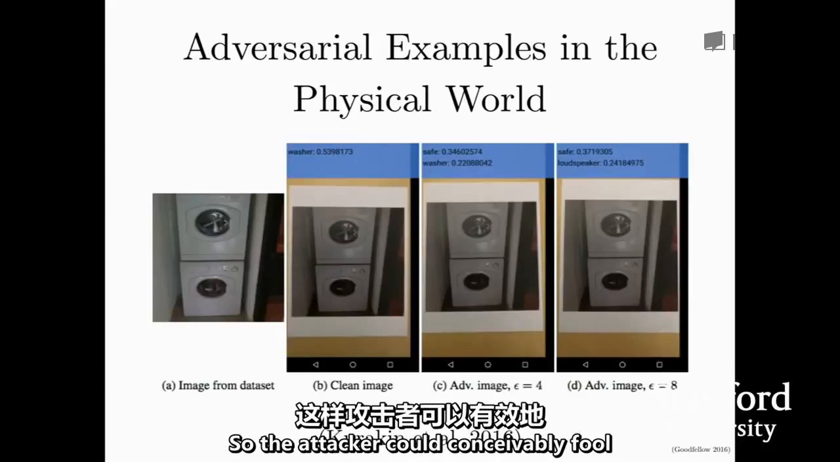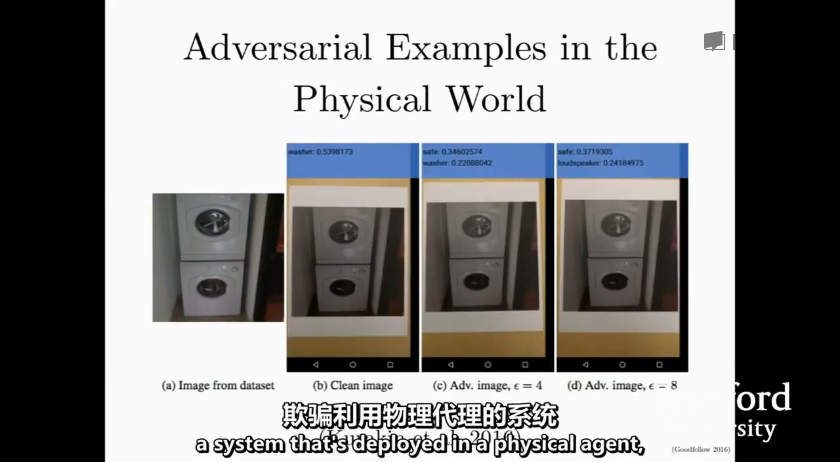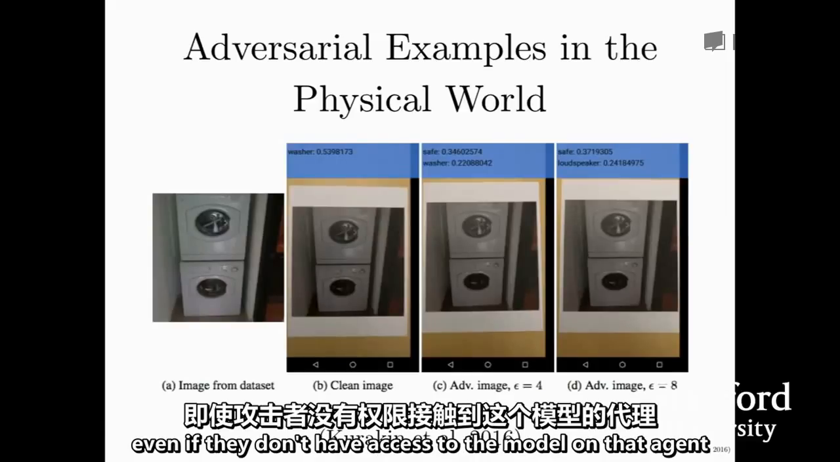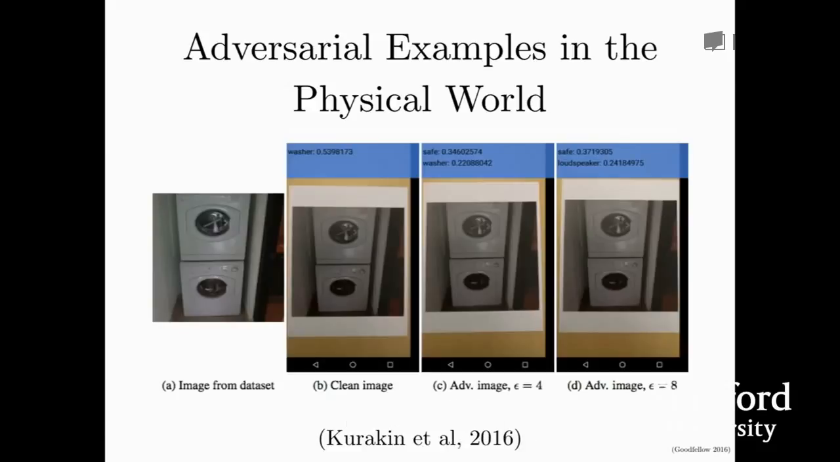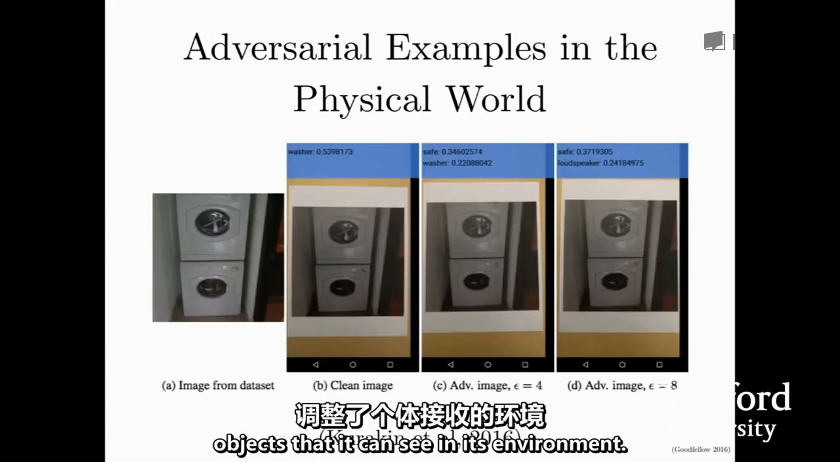So the attacker could conceivably fool a system that's deployed in a physical agent, even if they don't have access to the model on that agent, and even if they can't interface directly with the agent, but just subtly modify objects that it can see in its environment.